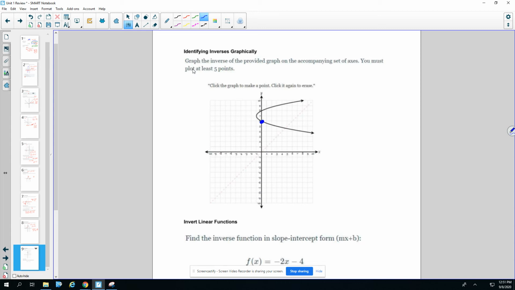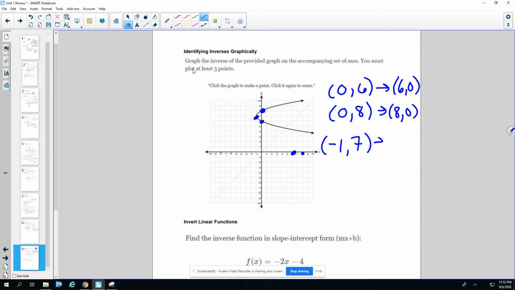So I have the point 0, 6. So on the inverse, I would graph 6, 0. I have the point 0, 8. So I would graph 8, 0. This one too, that turning point's probably important. I have -1, 7. Switch x and y again, 7, -1.